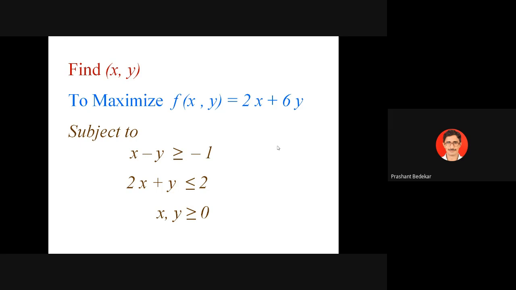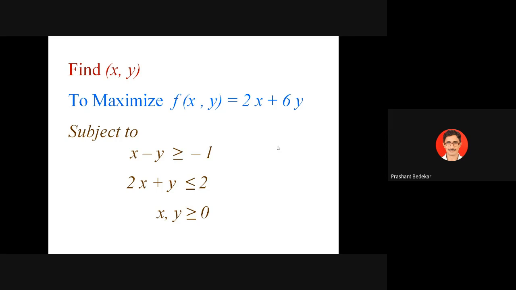Okay, let's see how to solve this particular problem. As I said, before proceeding, actually I should write the function as minimize z is equal to minus 2x minus 6y.